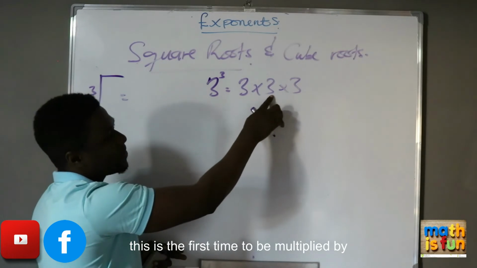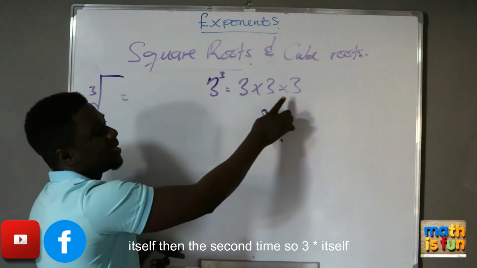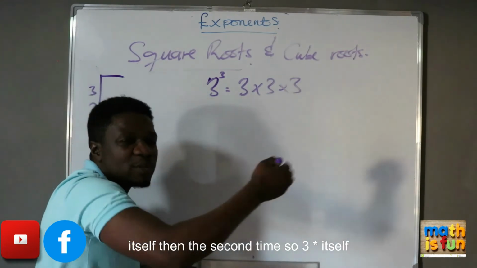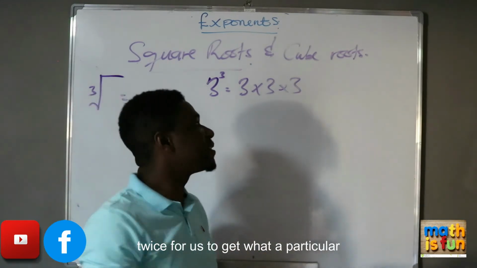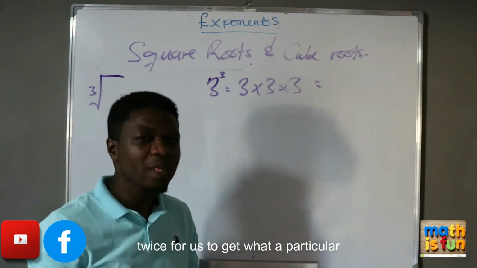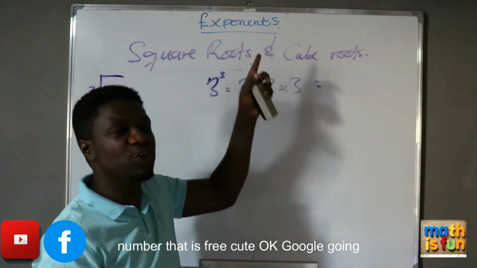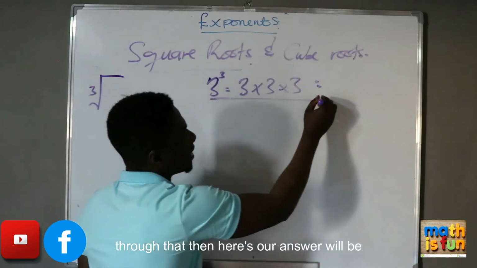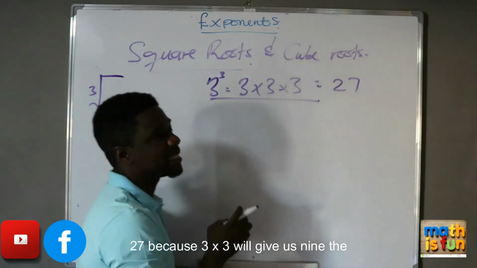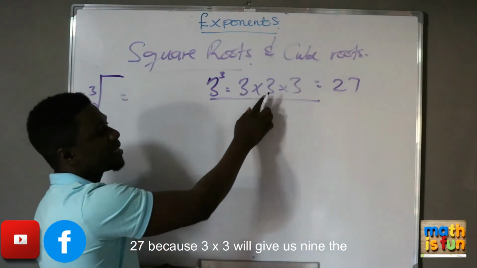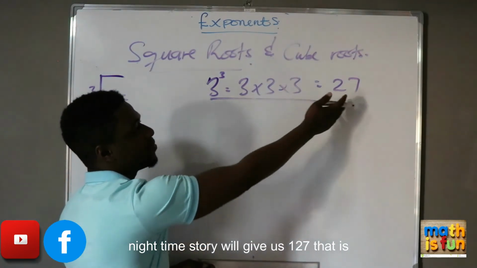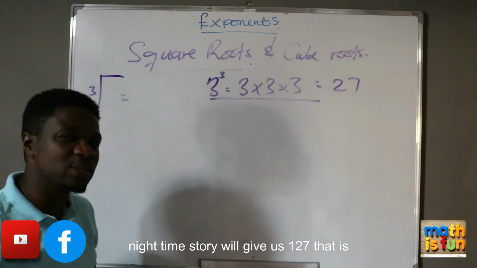This is the first time 3 multiplied itself. Then the second time. So 3 multiplied itself twice for us to get a particular number. That is 3 cubed. Okay. We've gone through that. Then here our answer will be 27, because 3 times 3 will give us 9. Then 9 times 3 will give us what? 27. That is quite good.